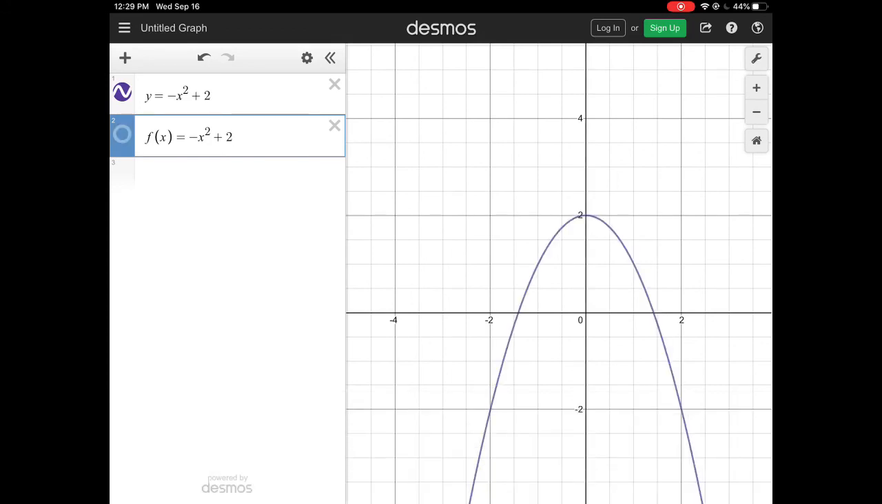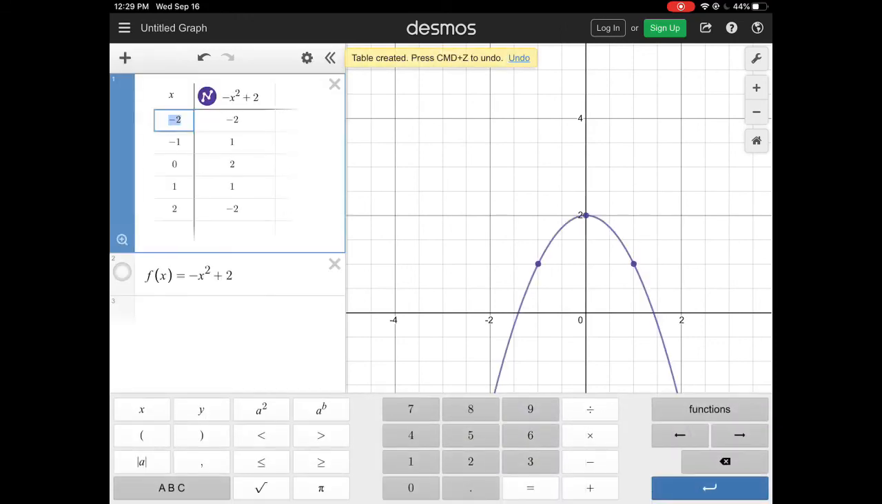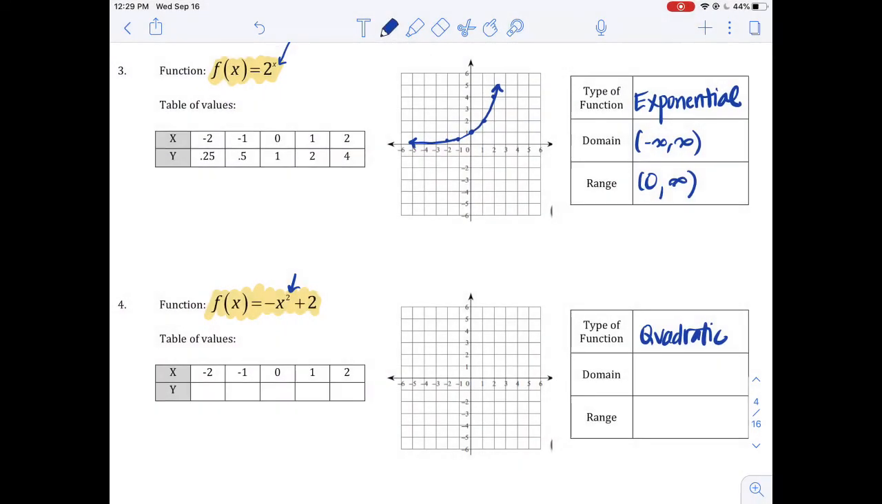Okay, so my graph opens down, which is interesting. We haven't seen that. If I want the table of values, again, I'm going to press the gear in the upper right of the box, and I want the table of values for the top one. So there we go. So we have -2, -2, -1, 1, 0, 2. And I know there's symmetry, so that when I go back to my Notability, it should be fairly easy to type in.